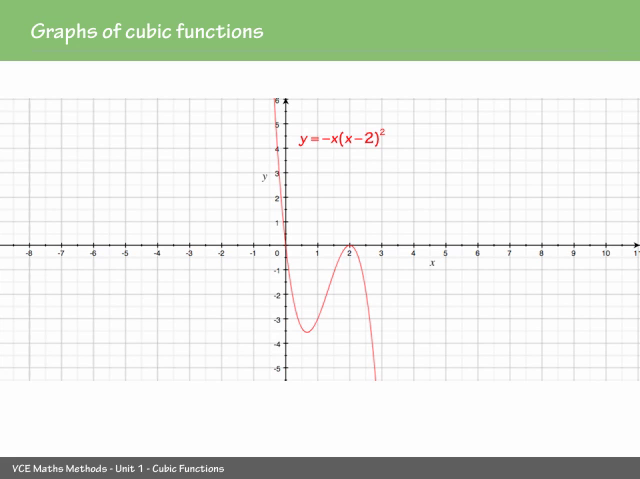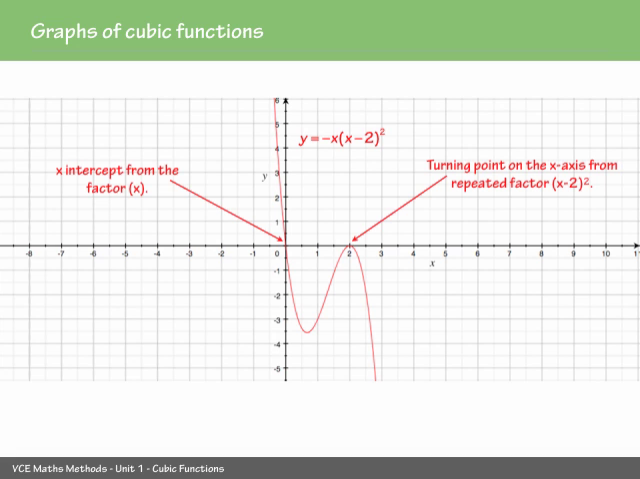Now this cubic's a little bit different because you'll notice that it only actually has 2 points where the graph is in contact with the x-axis. We've got one intercept and we've got one turning point on the axis. And that's because we've got a repeated factor. So the x minus 2 squared gives us a turning point at x equals 2. The other factor, of course, is x, and that gives us an intercept at 0.